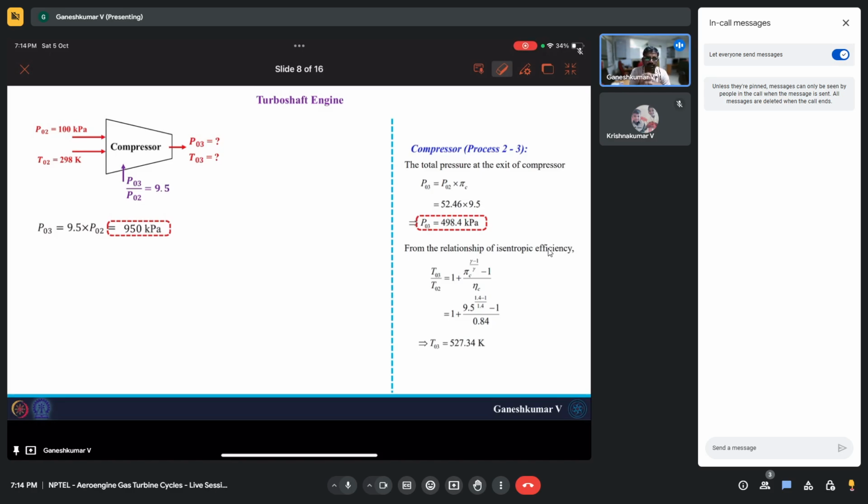So there is something you need to note here. In the flying condition your compressor is operating at lower pressures, and in the ground condition your compressor is operating at higher pressures. Okay, although the pressure ratio is the same. The pressure ratio both in flying condition and also in ground condition is 9.5.